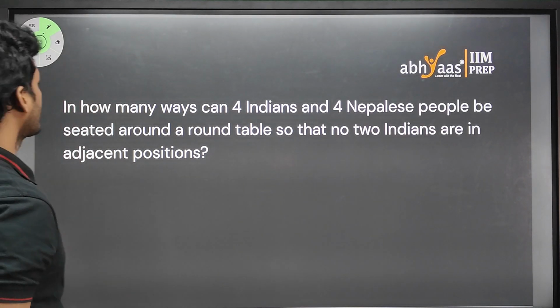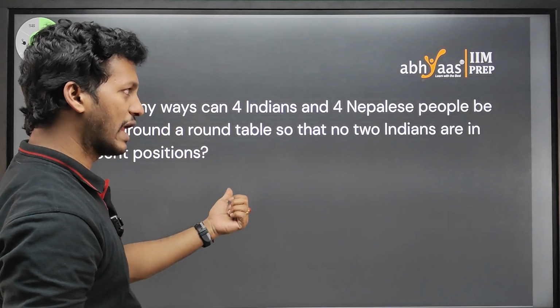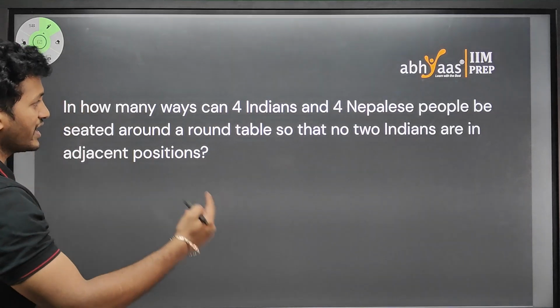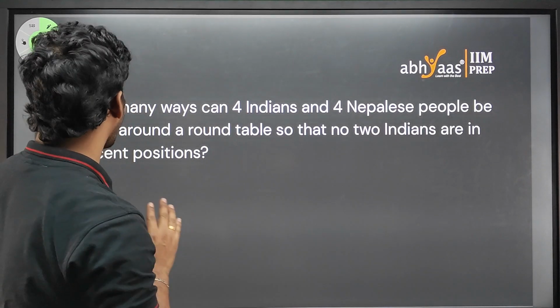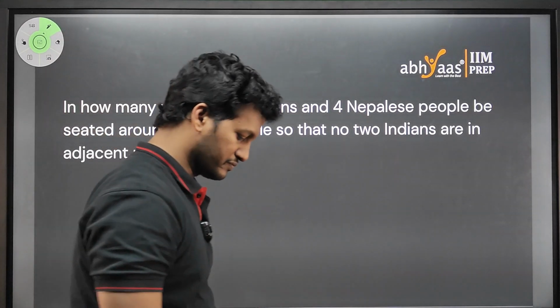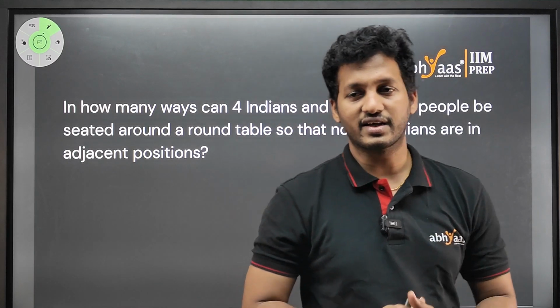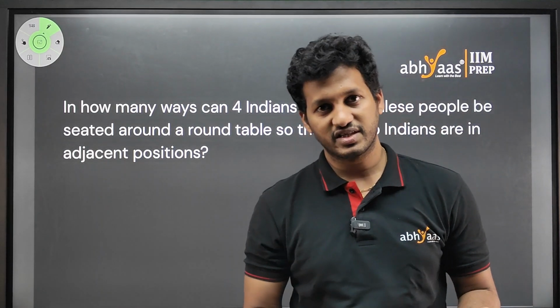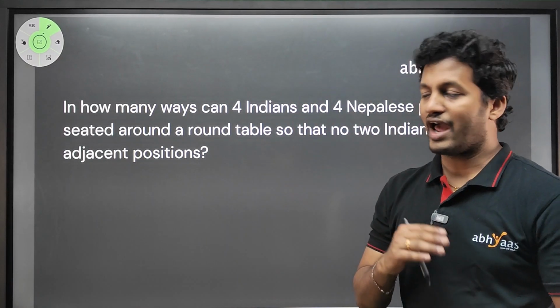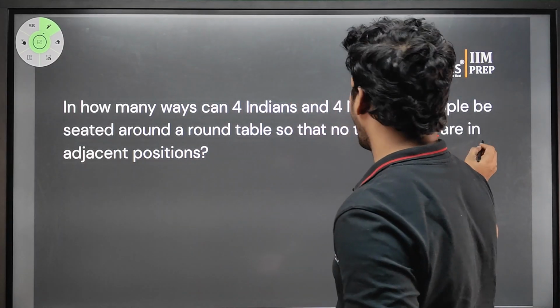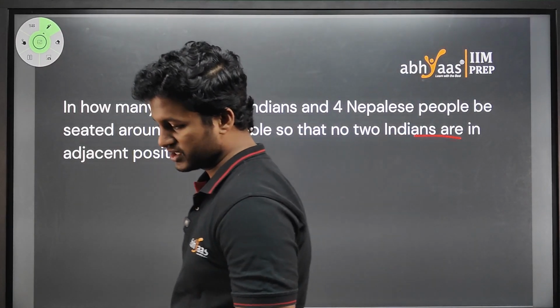Circular arrangement. In how many ways can 4 Indians and 4 Nepalese people be seated around a round table so that no 2 Indians are in adjacent positions? So here there are 2 types of problems that are mixed. One is circular arrangement and one is alternate arrangement. How to do this one?